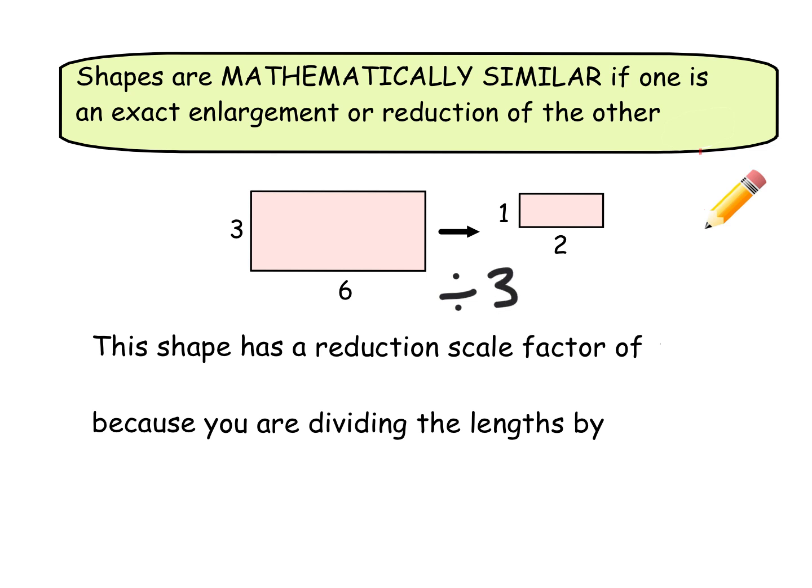6 divided by 3 is 2. 3 divided by 3 is 1. So this shape is said to have what's called a reduction scale factor of 1/3. It is 1/3 the size of the other one. It is a reduction scale factor of 1/3 because technically we are dividing the lengths by 3. But our scale factor generally is what we're going to multiply by. So if I multiplied each of the length and breadth of the big rectangle by 1/3, I would get the smaller rectangle lengths.